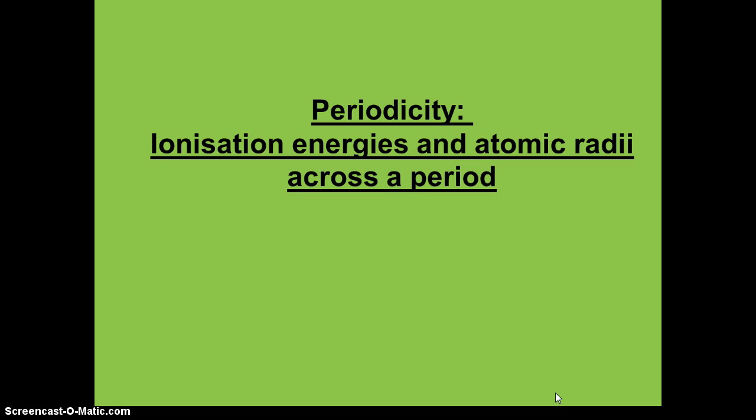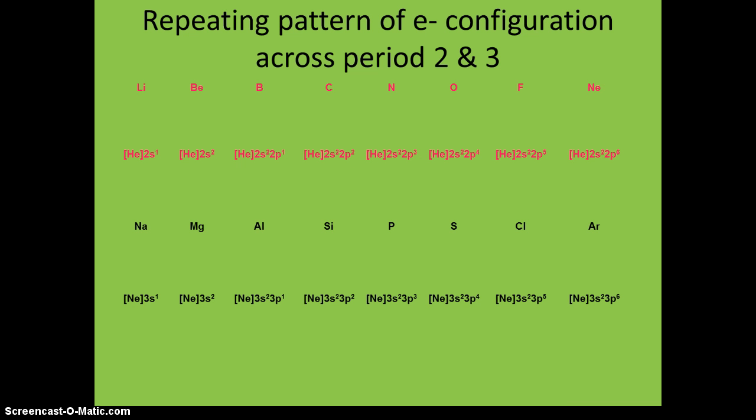Hi, this video summarizes periodicity of ionization energy and atomic radii across a period. Now, if you look at the two periods that are denoted here, if you look at the electronic configuration, if we stick to the second period that's displayed in pink here, if you look carefully, the electrons are added as you go along the period.